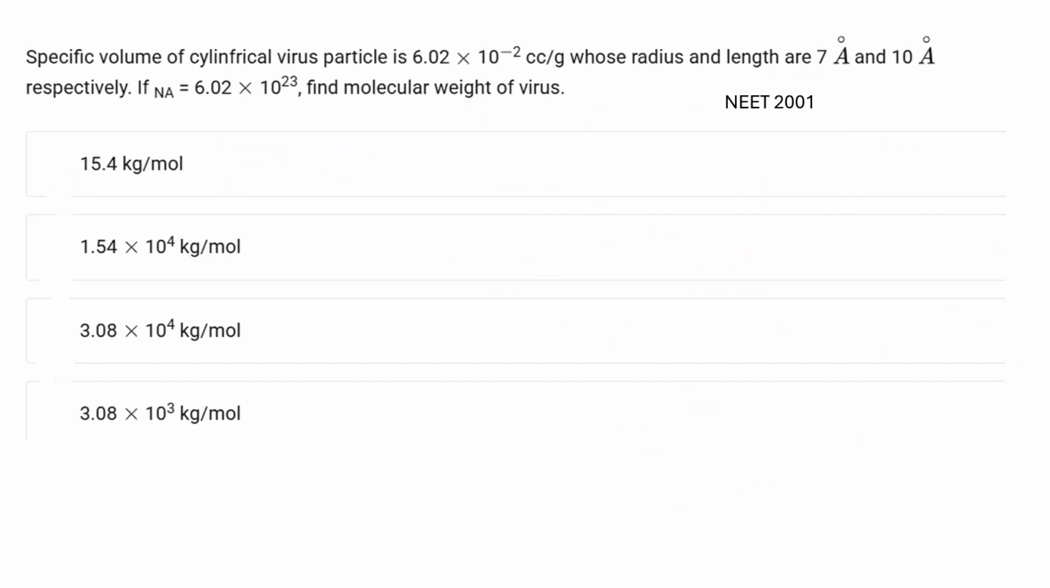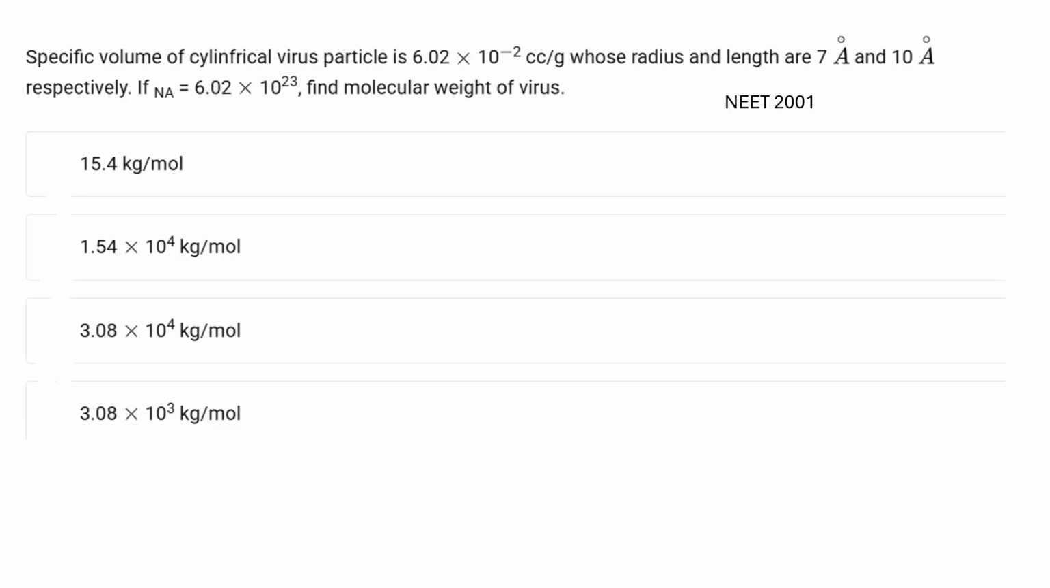This is the last question. The specific volume of a cylindrical virus particle is 6.02 into 10 to the power minus 2 cc per gram, whose radius and length are given. If Avogadro's number is 6.02 into 10 to the power 23, find the molecular weight of the virus. They are asking the molecular weight of the virus. How to solve this? This is full of mathematics.